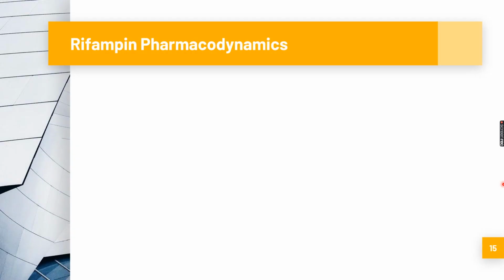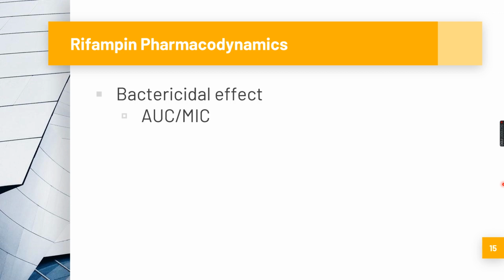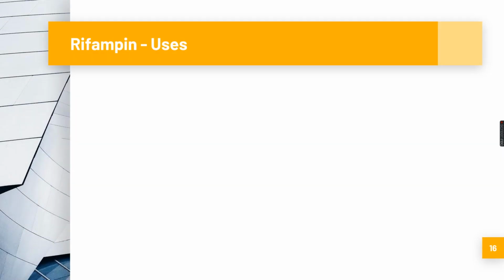When we talk about the measurement of the pharmacodynamic character of rifampin, the bactericidal effect is usually measured as AUC by MIC. AUC stands for area under the curve of rifampin, and MIC stands for minimal inhibitory concentration of rifampin against the Mycobacterium tuberculosis isolate from the particular person. MIC will vary from person to person, and the AUC will also vary. But the resistance is predicted with Cmax by MIC. Cmax is the maximum concentration attained after the oral administration.